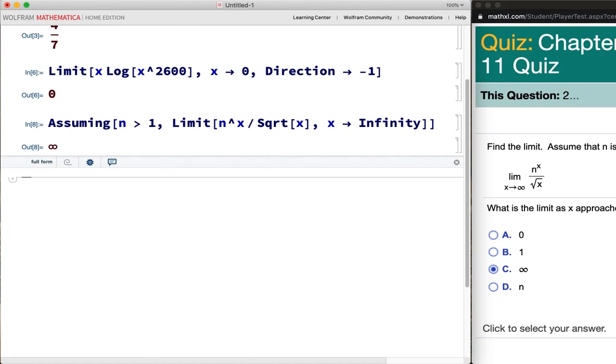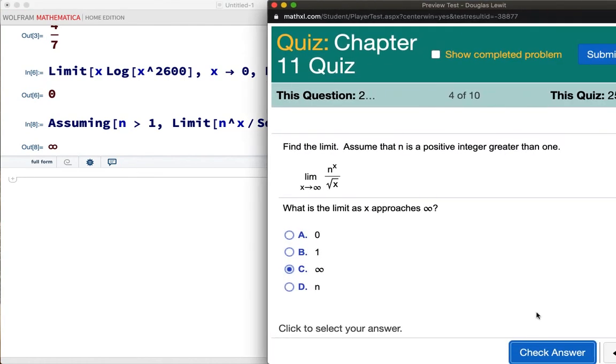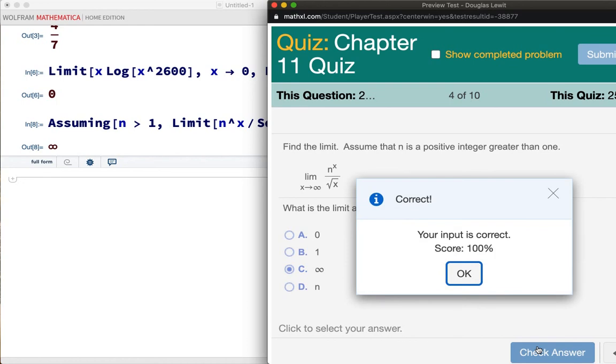Okay, so assuming that n is greater than 1, and I should also include the assumption that n is an integer, because that's what is stated in the problem, but it's really not necessary to get the right answer in this case. Assuming n is greater than 1, the limit of this entire expression as x goes to infinity is simply infinity. And that is correct.